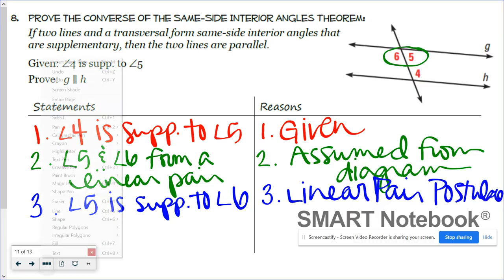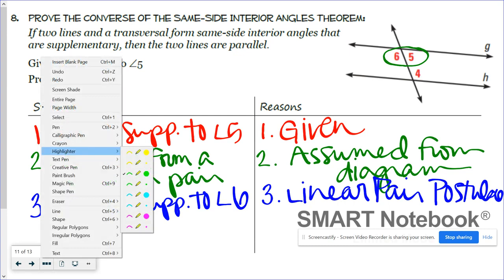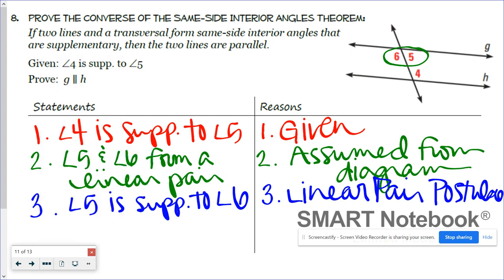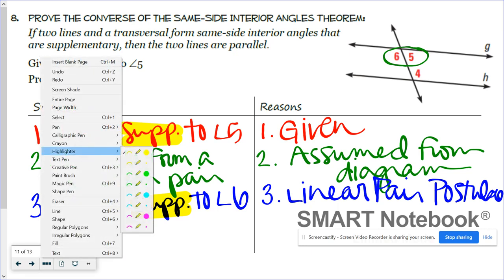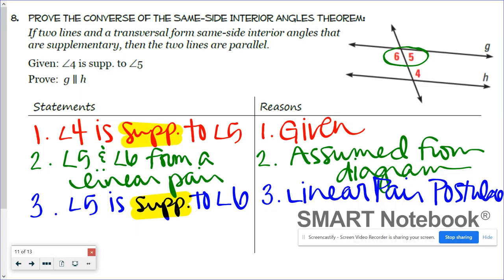Okay, so let's step back and see where we're at right now. So we know that angles 4 and 5 are supplementary. We know that angles 5 and 6 are supplementary. What is that? Sup, you say? So what can we do with that? I agree. Okay, so we can totally prove that angle 4 is congruent to angle 6. And why would we want to do that?